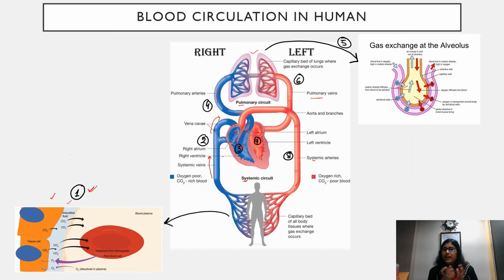So, what have we learned? We have learned what the circulatory system is, next the types of circulatory system, their components, and lastly the way of blood circulation in our body.